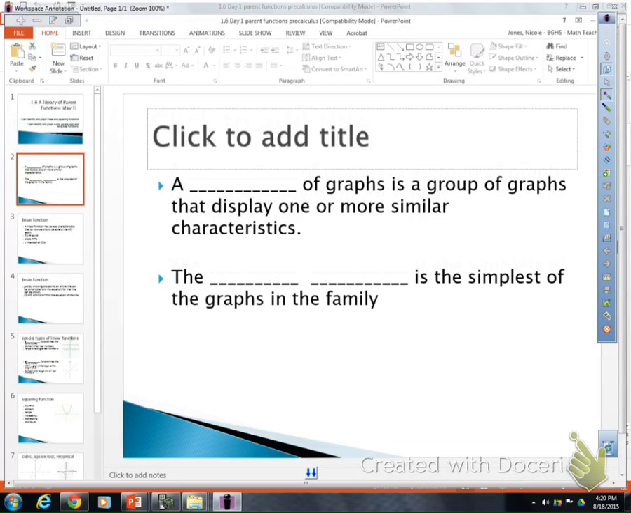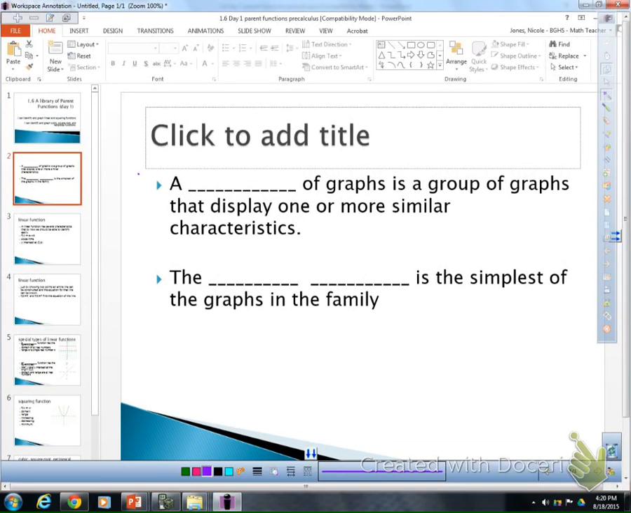Okay, we've talked briefly about this before, but a family of graphs is a group of graphs that display one or more similar characteristics. So, for example, the family of quadratic graphs. This is the parent function. Then anything remotely similar to that is part of the family of quadratic functions.